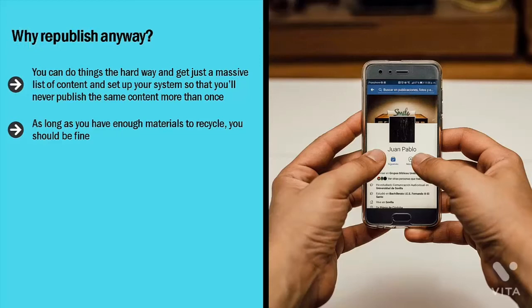Still, why should you republish? Well, when you do this, you get many bites of the apple. Maybe for whatever reason your initial publication did not get your followers' attention. Hey, it happens. If you republish, you get another chance.